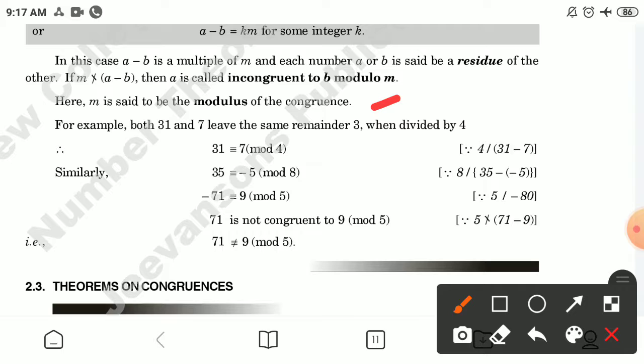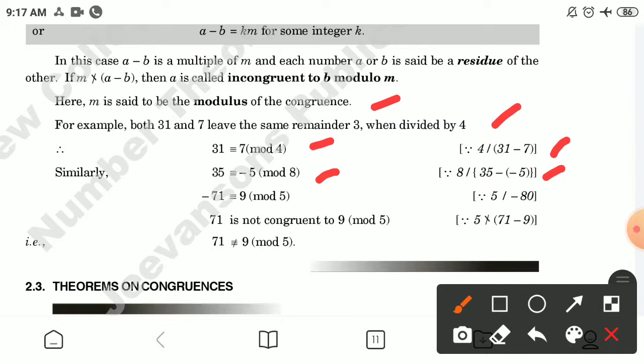For example, both 31 and 7 leave the same remainder 3 when divided by 4. Therefore, 31 is congruent to 7 mod 4, since 4 divides 31 minus 7. Similarly, 35 is congruent to minus 5 mod 8, since 8 divides 35 minus minus 5.